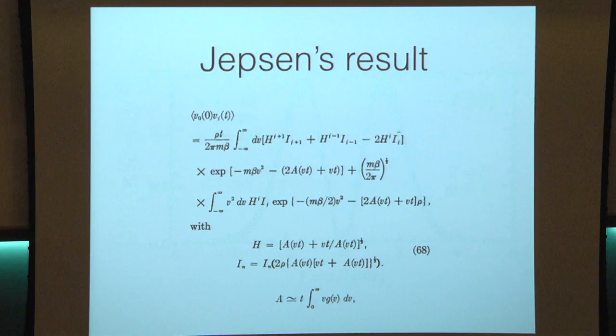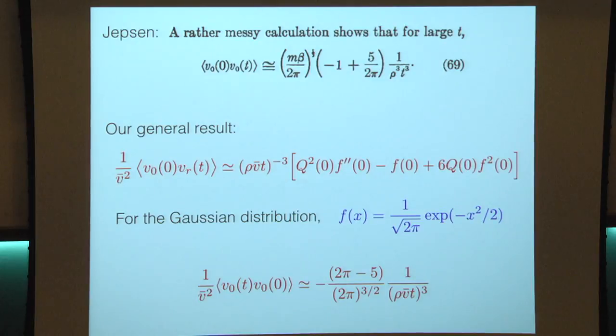Now, this is our result. If you look at Jepsen's result, he doesn't give the calculation, but he says after a rather massive calculation, you get this answer. If you take our answer, this object, with r equal to zero, because I'm now looking at the same tag, this is the answer for any f. And if you put in a Gaussian distribution, you immediately recover this answer. So what I'm going to say is that we have some results probably not there earlier, and some other results which you can recover very easily using this method.